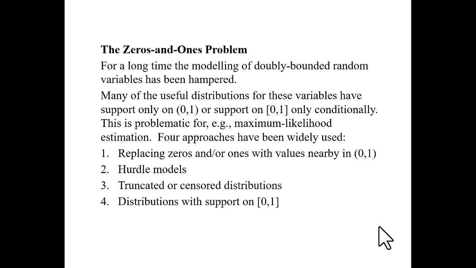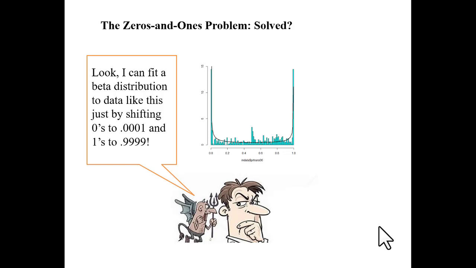Four approaches to this problem have been widely used. First, we can replace the zeros and ones with values nearby. So in other words, we shrink the scale away from the boundaries. Second, we can use hurdle models, which I'll describe shortly. Third, we can use truncated or censored distributions. And then finally, we can use available distributions with support on the compact unit interval.